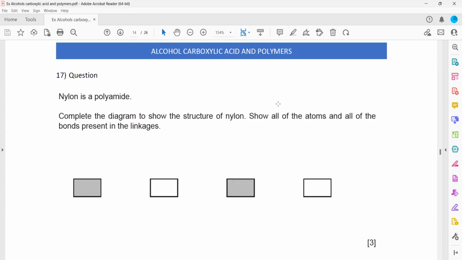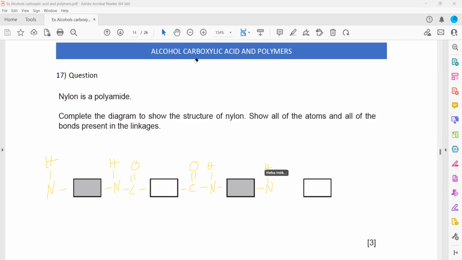Question 17. Nylon is there. You have to complete the structure of a nylon. Nylon, as I mentioned in the beginning, should have one molecule with amine groups on both sides and another molecule with acid groups on both sides. Use screen annotation to complete this. So one molecule has carboxylic groups on both sides, one has amine on both sides. If the first one started with amine, then this should be an amine group here.